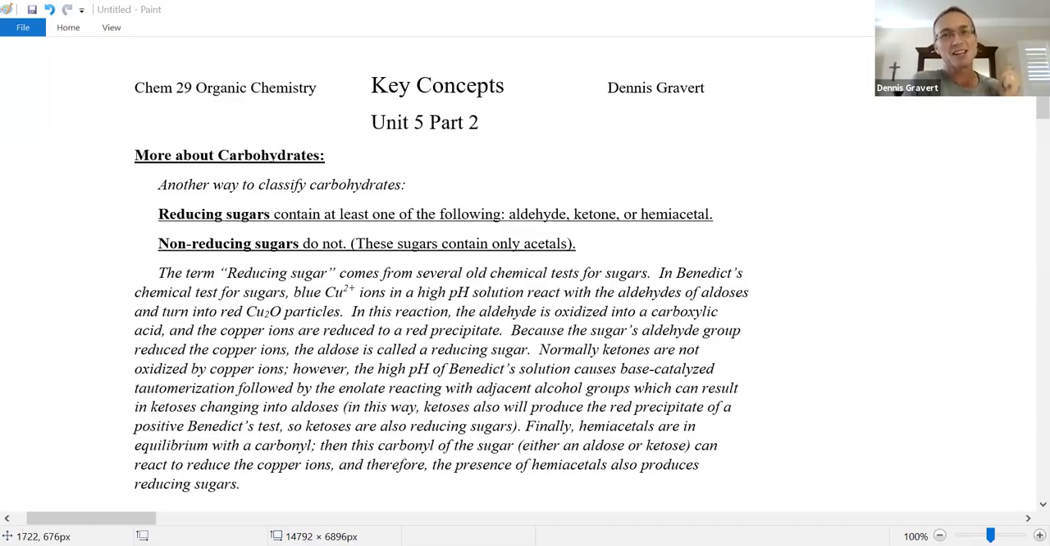All right, we're in key concepts, unit 5, part 2. This is the last one. Well, not the last video. There's a part 3 on proteins. So nearly at the end, getting pretty close. Okay, last part about carbohydrates. In this video, we're gonna talk about bigger sugars, the complex carbohydrates, and we need to make them bigger by looking at acetals. As we begin this section, let's bring in some more definitions, okay?